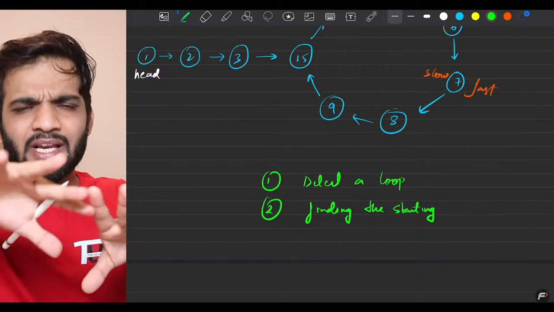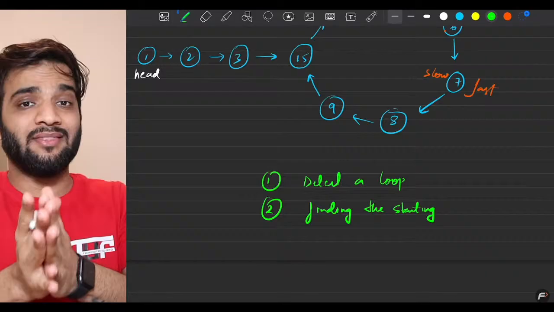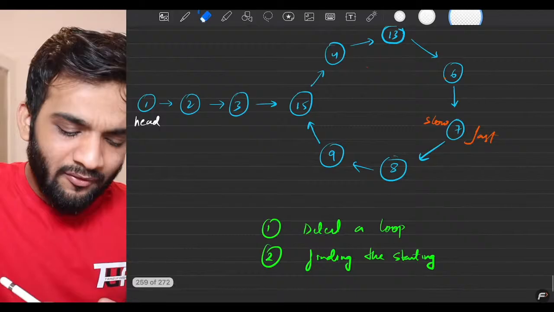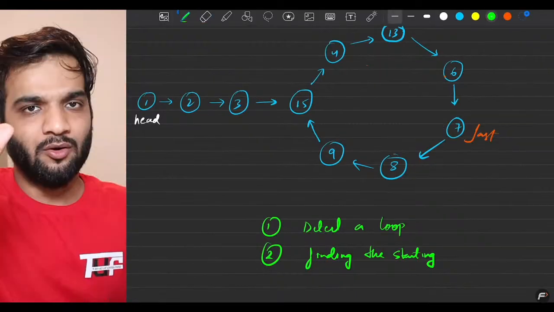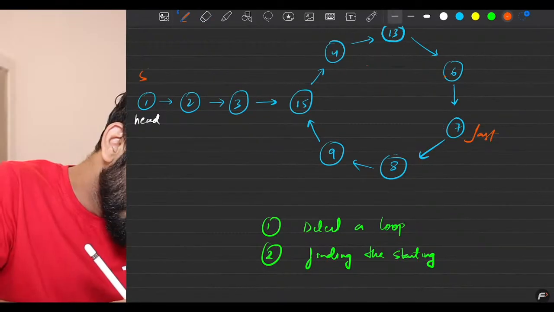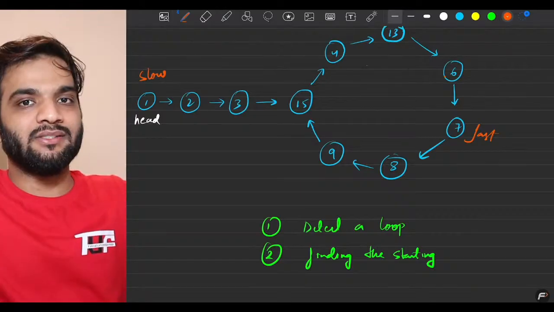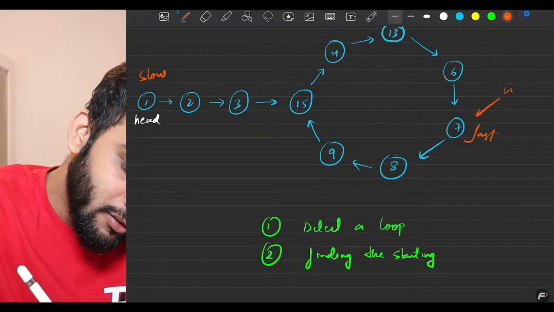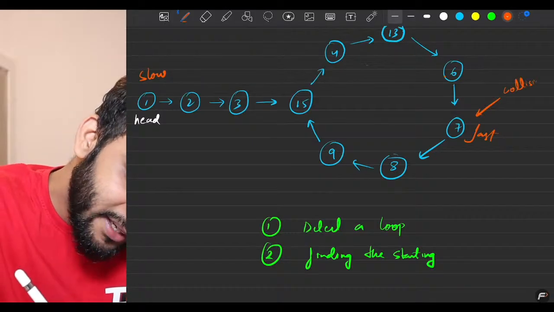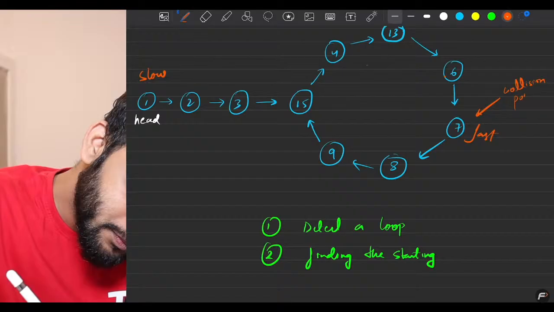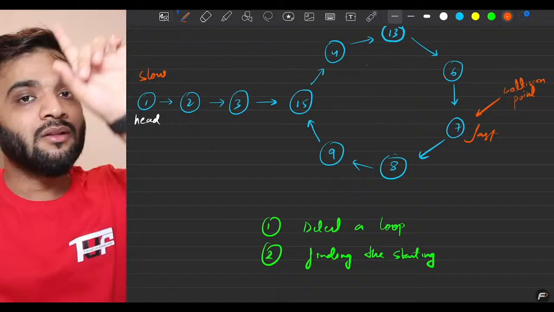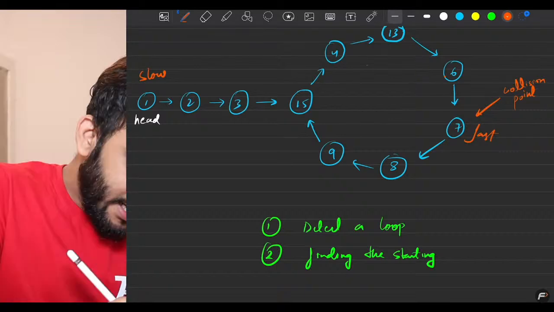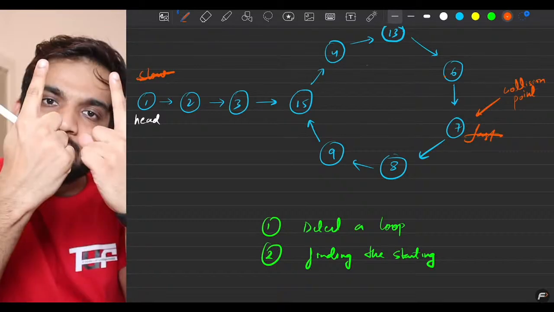I'll first tell you about the algorithm and then about the proof or intuition. In step 2, I'll take one of the slow and fast pointers and place it at the head of the linked list. So the fast is standing at the collision point, remember this. And the slow is standing at the head of the linked list. Now I'll take the slow and the fast and move them simultaneously by 1, 1.